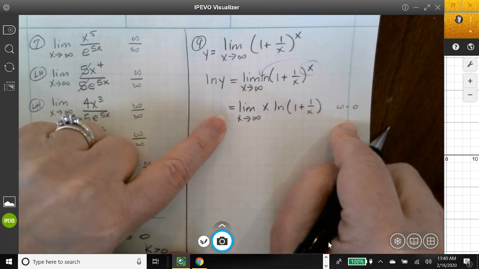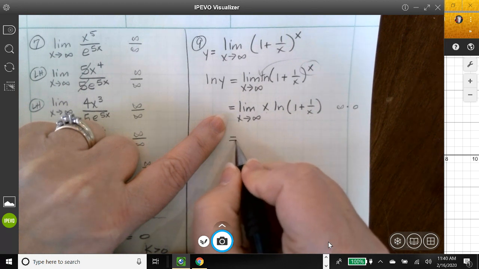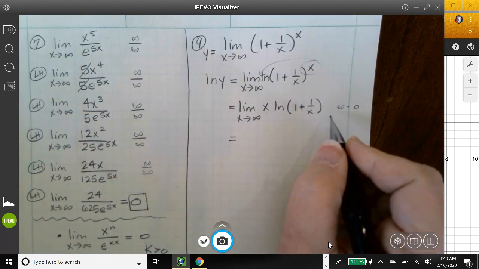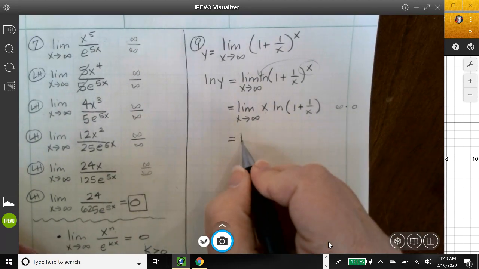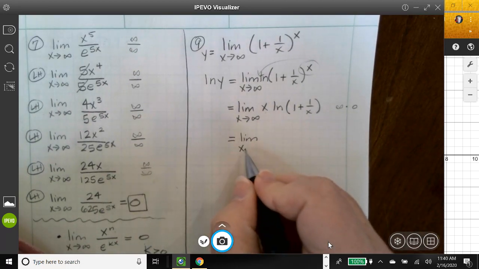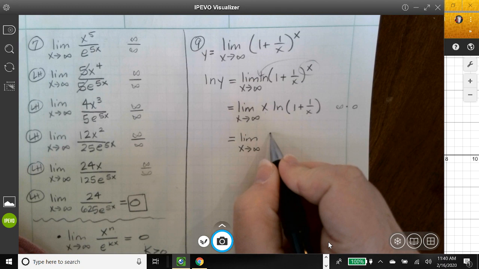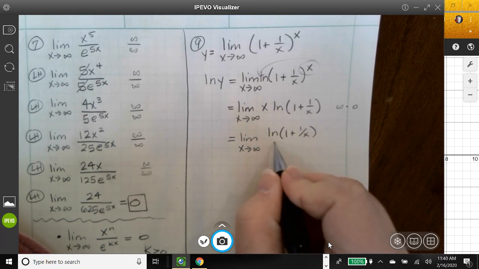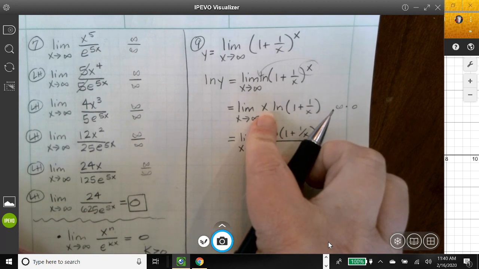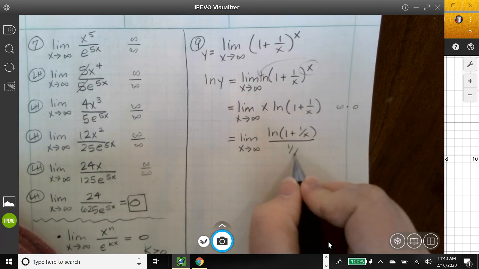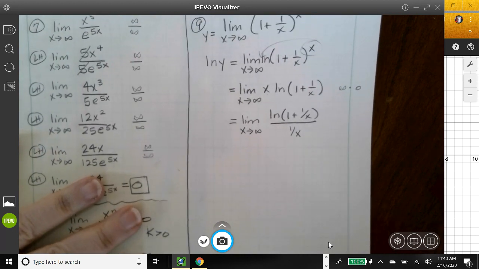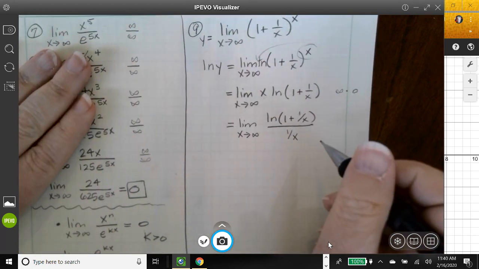So I have to do some math magic here to get it into the form of 0 over 0, or infinity over infinity. So this is what you do. You take the limit as x goes to infinity of natural log of 1 plus 1 over x, and you take this x and move it to the denominator by making it its reciprocal. That's a technique that you have to use to solve this one.